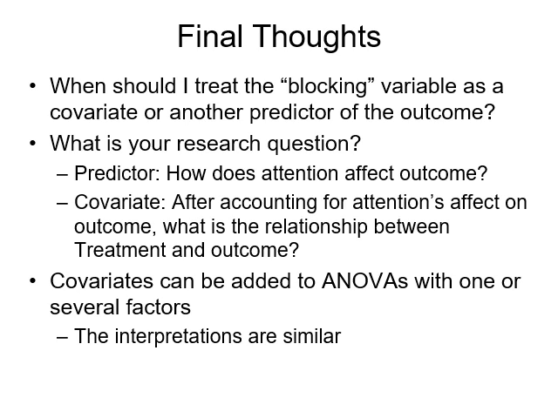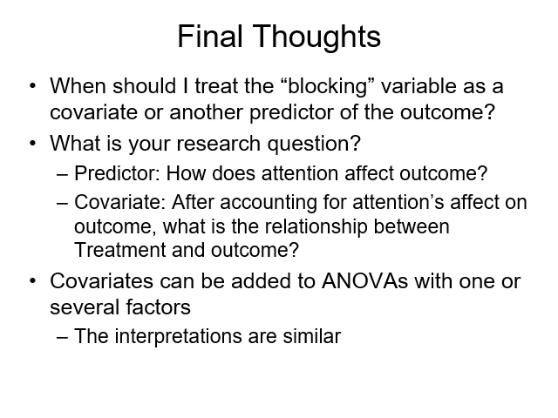After accounting for attention's effect on outcome, what is the relationship between treatment and outcome, compared to how does attention affect outcome? Also recognize that if you're wanting to look at the interaction, for example, between your treatment and control and attentiveness, again, we're not looking at a covariate then. You have an interactional hypothesis. You can't have hypotheses about a covariate. The covariate has to be treated simply as noise.